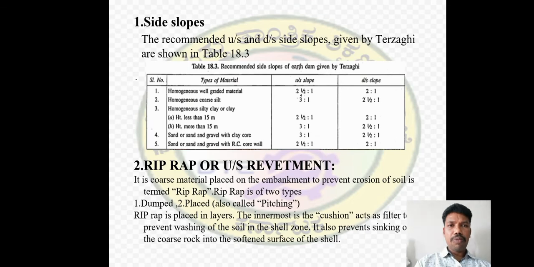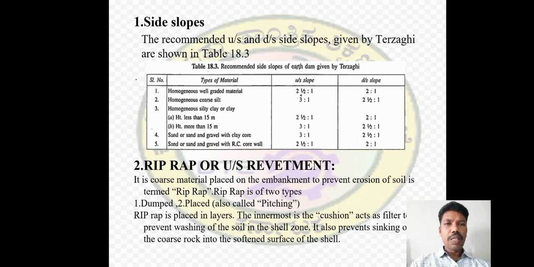And we have some standard recommendations for the parts of the earthen dam, like side slopes, and the recommended values by Terzaghi given in Table 18.3. Based on that, there are some recommendations. If the soil type is homogeneous, well graded, the upstream slope will be 2.5:1. Then for the downstream it is 2:1.